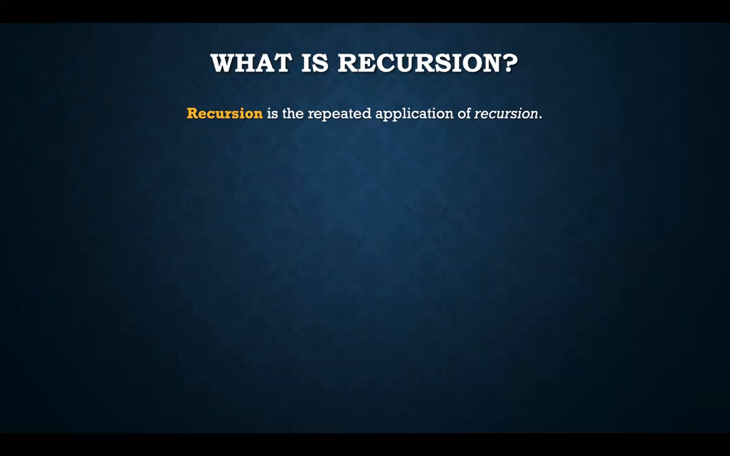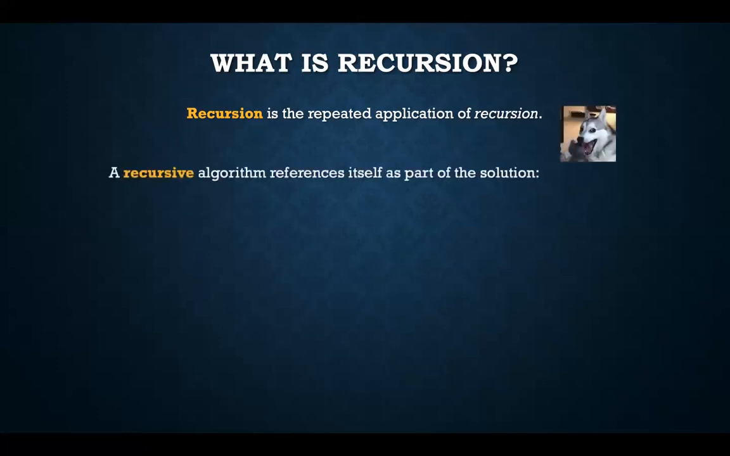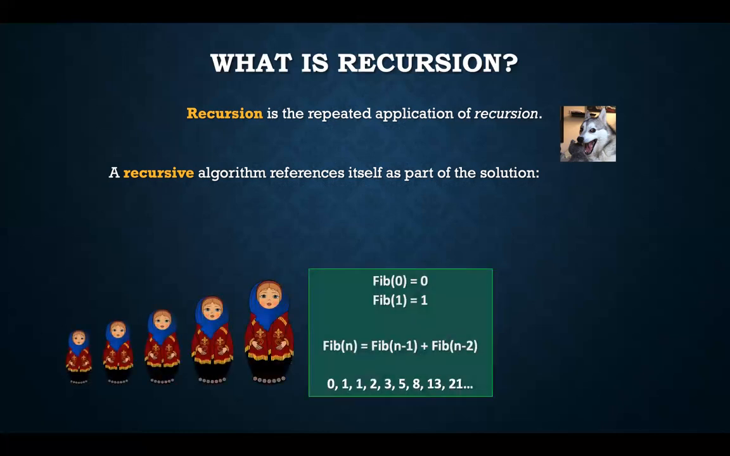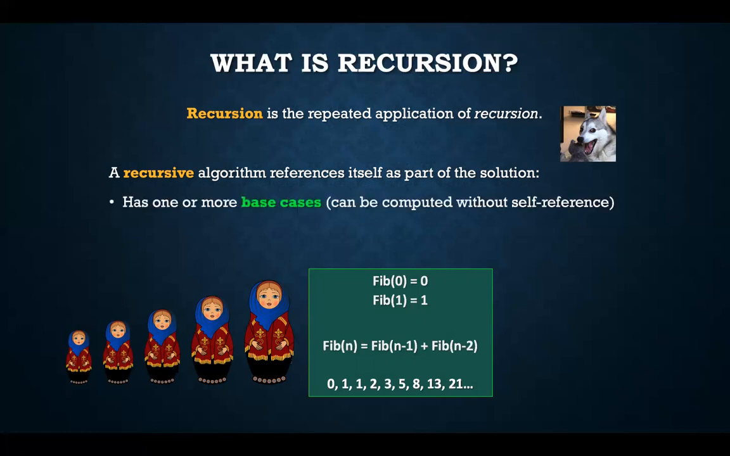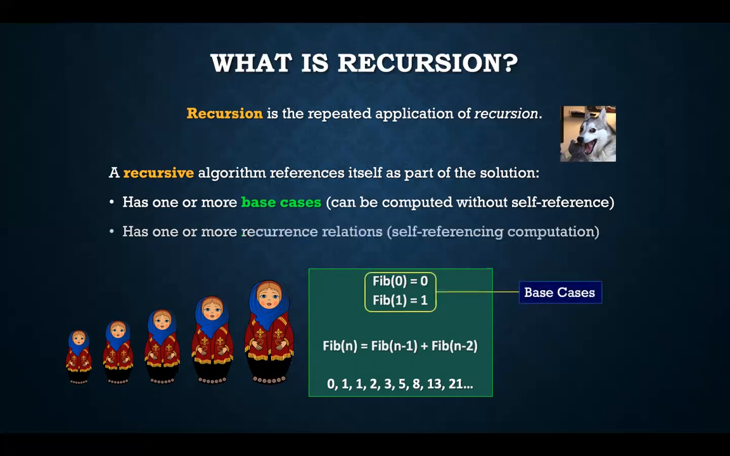This approach can be applied to many types of problems. Whenever we talk about recursive algorithms, we mean that the algorithm references itself as part of the solution. And we can break a recursive algorithm into two parts. The first part is the base case, and the second part is the recursive cases, also known as the recurrence relations.